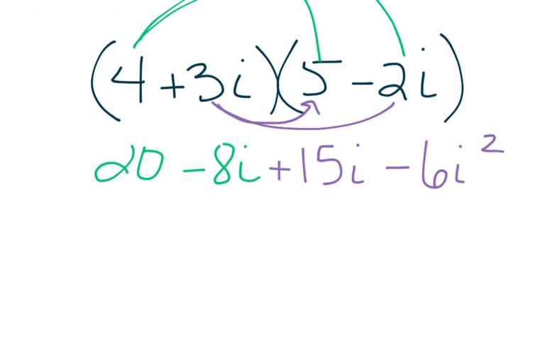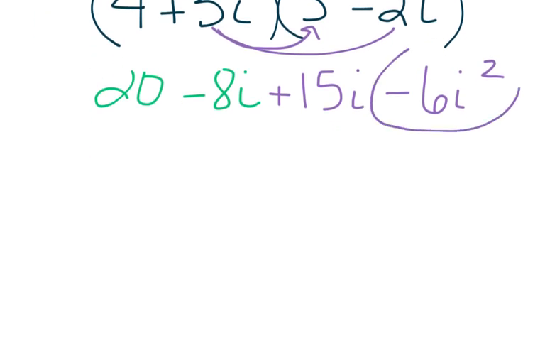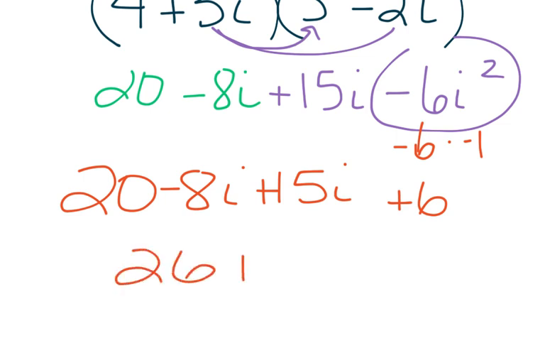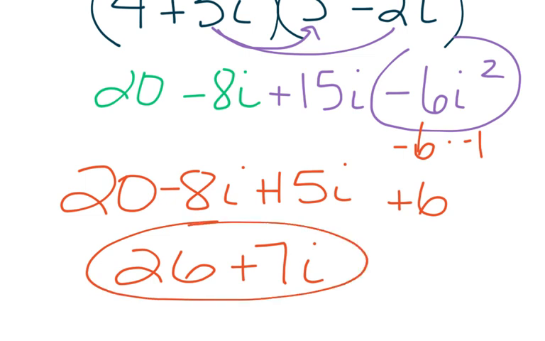Now, here's the deal, though. Negative 6i squared can be changed. Remember, i squared is negative 1, so negative 6 times negative 1 makes it positive 6. So I have 20 minus 8i plus 15i plus 6. So real numbers go together, so 26, and imaginaries go together, 7i. And that's your answer.